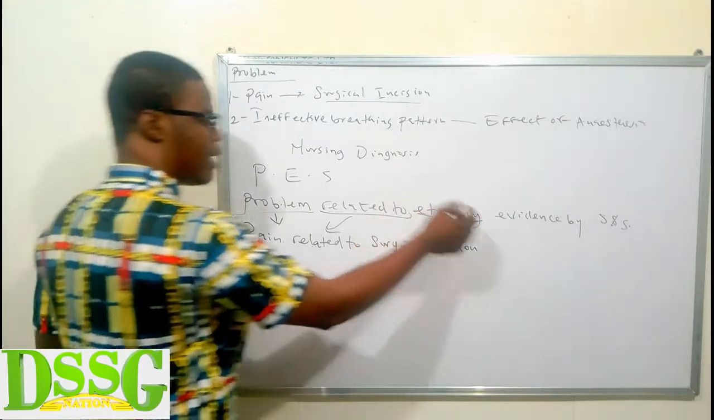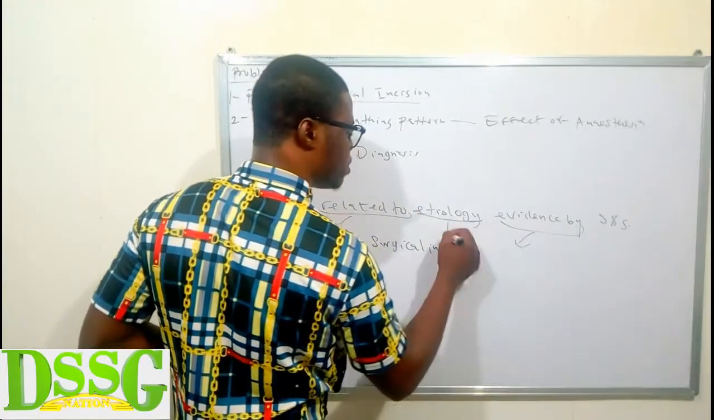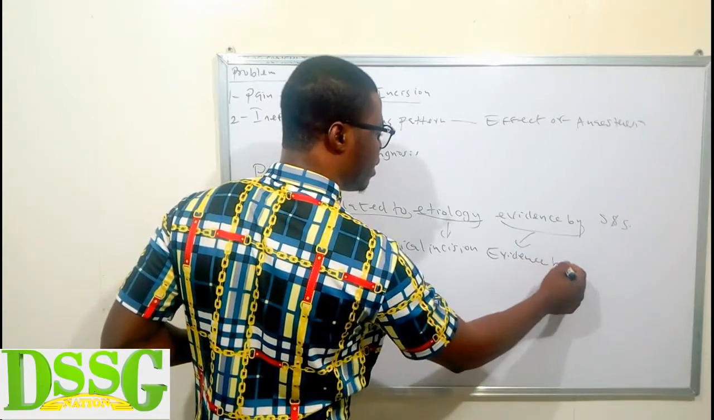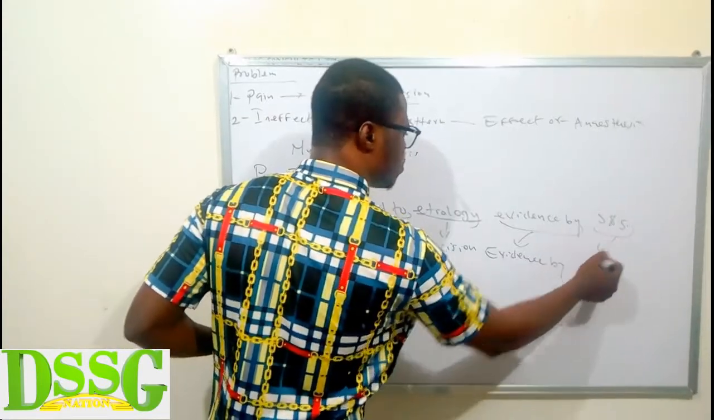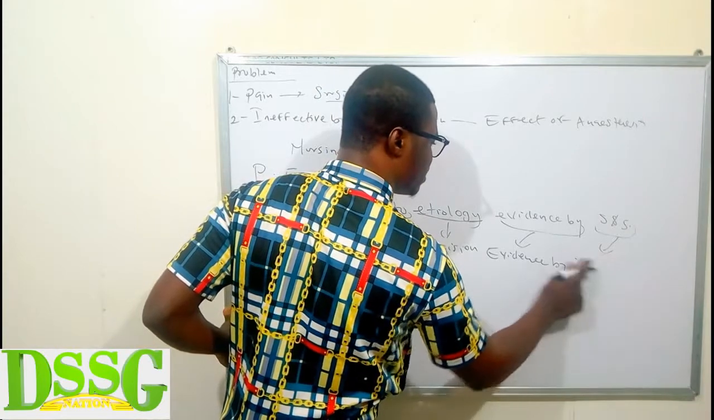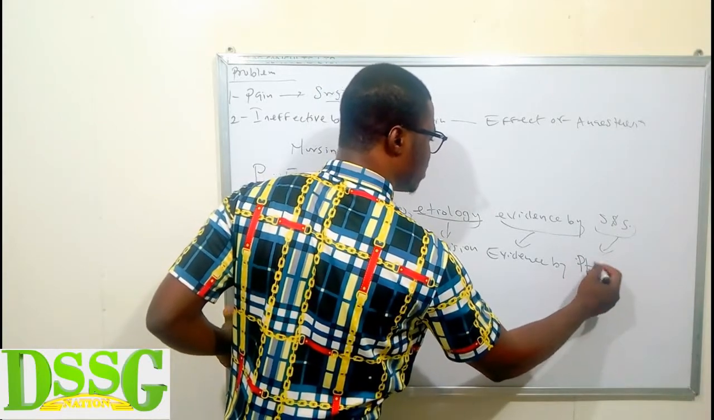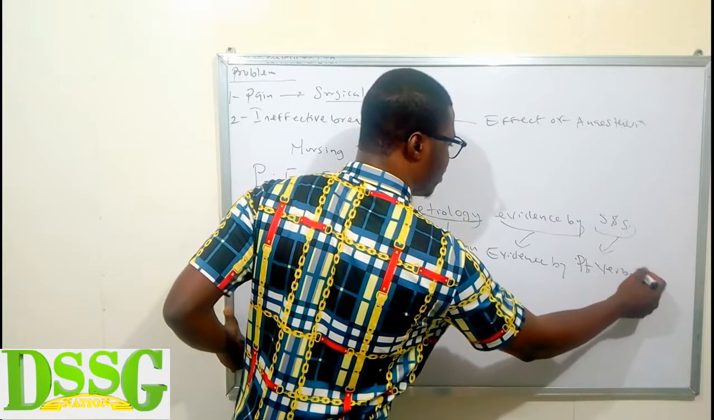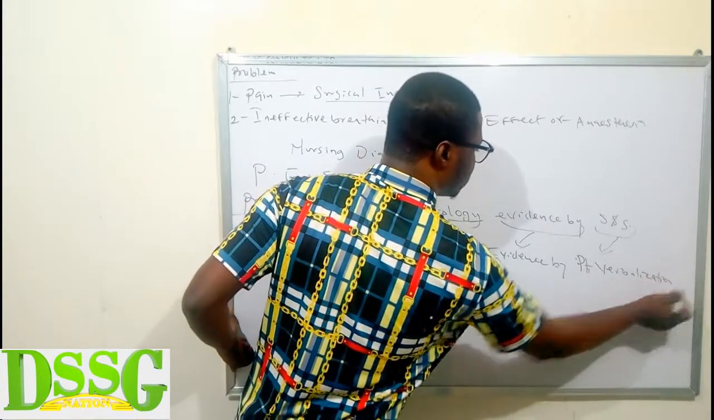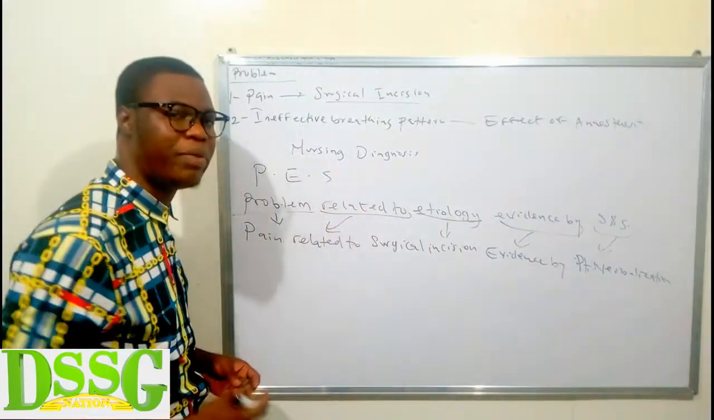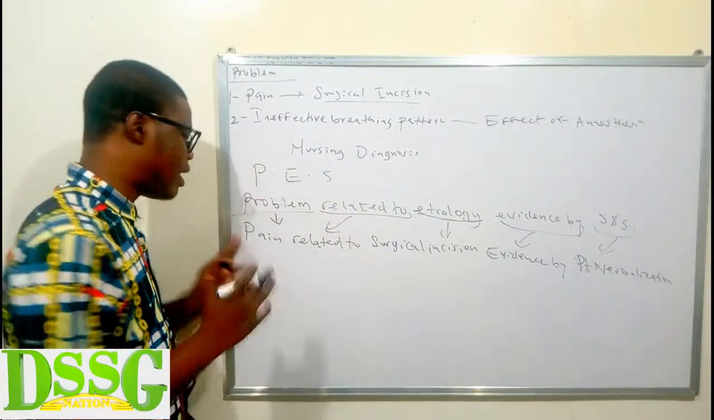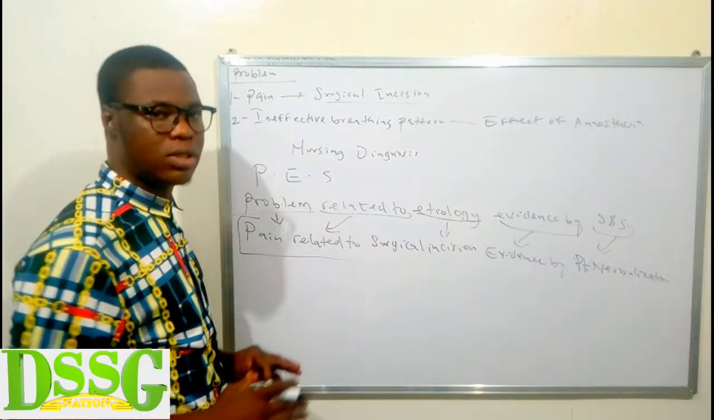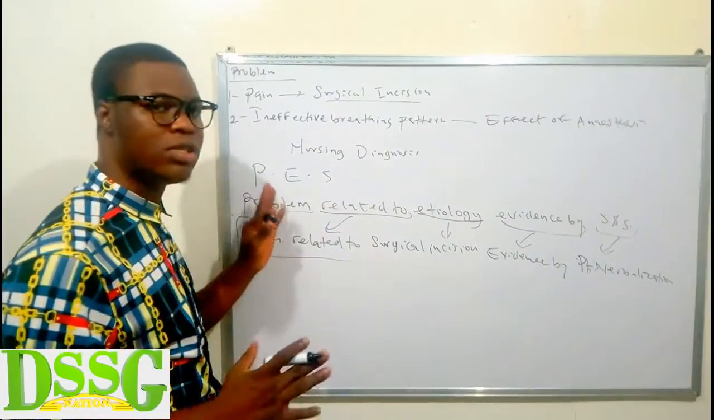And evidenced by will come back to its place. Evidenced by the sign and symptoms. So here you have the patient's verbalization. The patient is going to tell you those things. And now this is an accurate nursing diagnosis, an actual diagnosis to be precise.